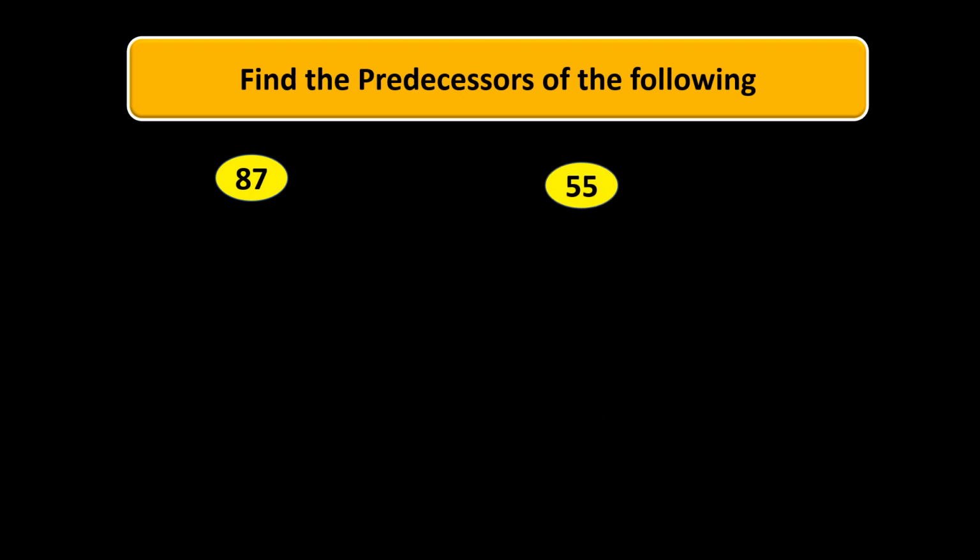The next number we have 55. The next number 85. 65 and 14. So in this slide there are 5 numbers. Let us write the predecessor of these numbers. How to write the predecessor of the number? By taking away 1. So let us solve the first one.